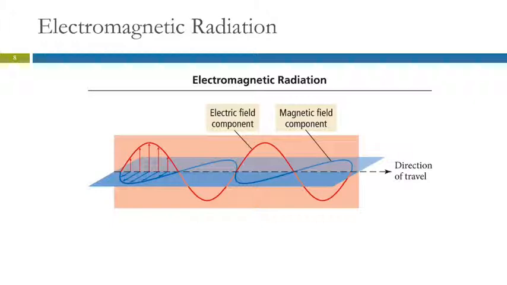So here's an illustration of electromagnetic radiation, and we've got the electric field component oscillating in the vertical plane, and the magnetic field component oscillating in a horizontal plane. Both of these fields are moving in the same direction at the same speed.